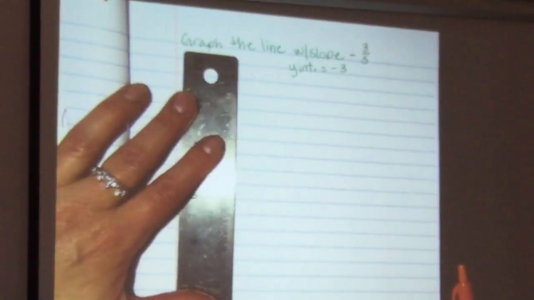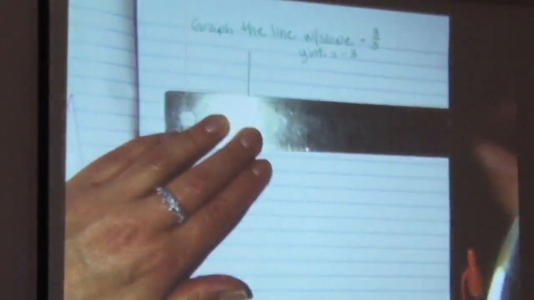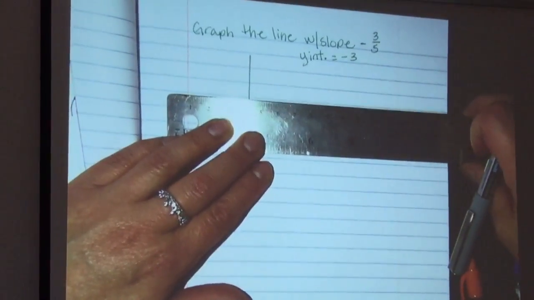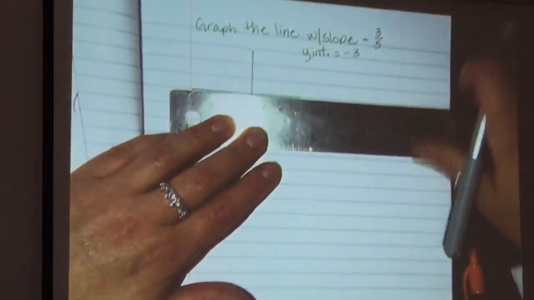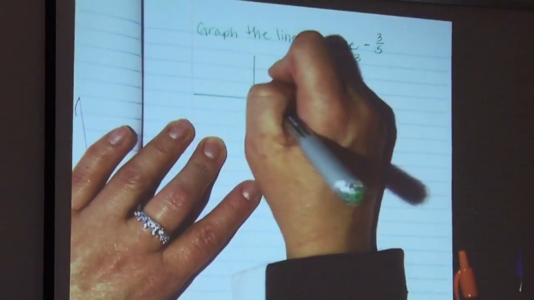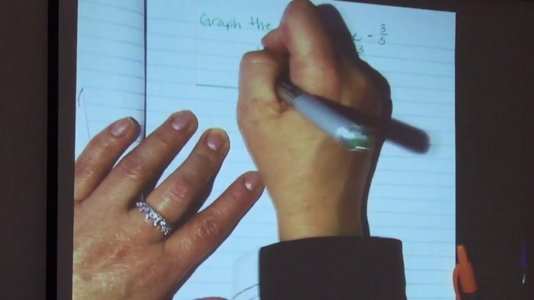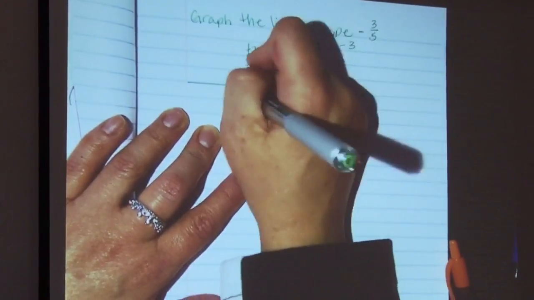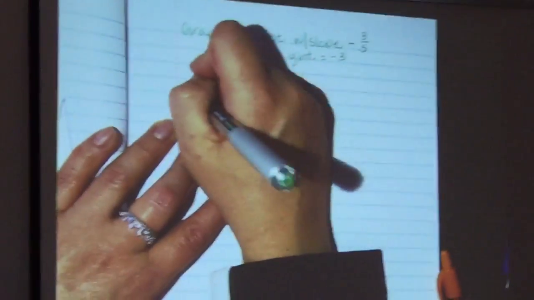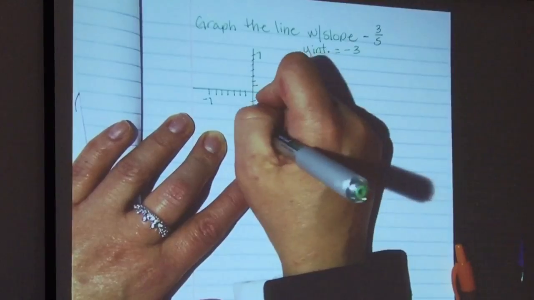You don't have to have a full equation. You just have to have the slope and the y-intercept. You don't have to draw big graphs. You can just draw small graphs. It's not a big deal. Just make sure everything is 1, 2, 3, 4, 5, 6, 7, the same distance. The left is negative and the bottom is negative.